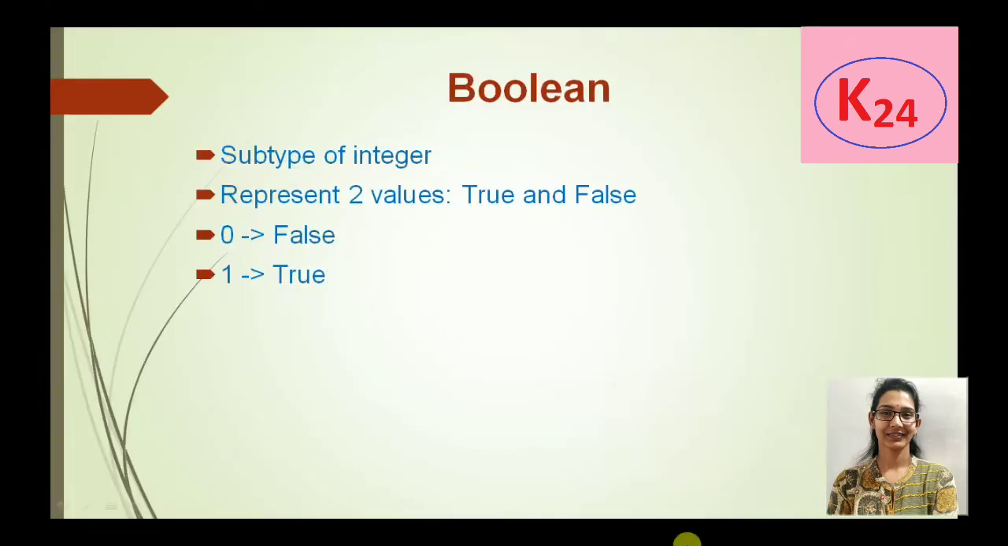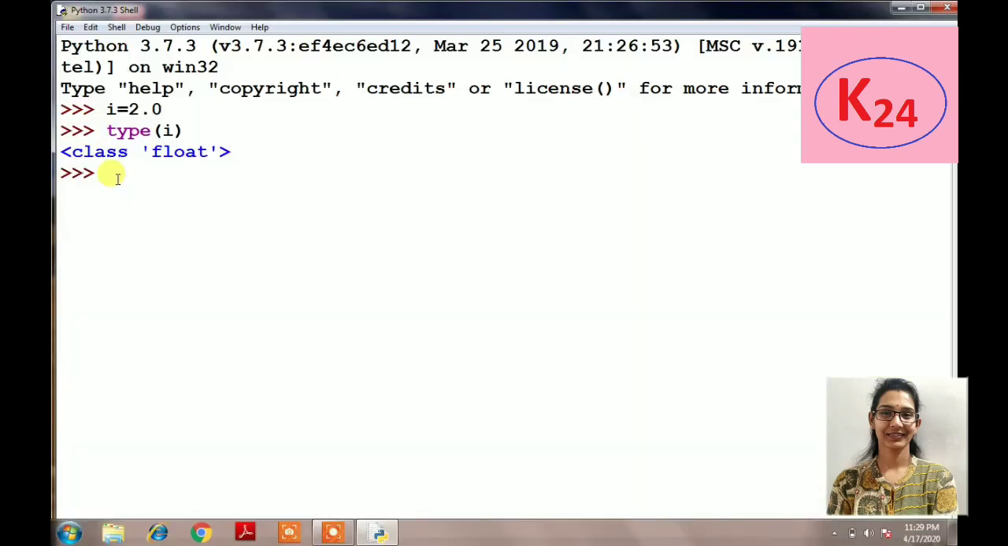Then the third one is the Boolean data type. It is a subtype of integer and it represents two values, false and true. Here 0 means false value and 1 means true value. Now let's see the demonstration of bool data type. Suppose z equal to True, T is capital. Then we use the type function with z. Then it will give the output as class bool. So this is the Boolean data type.